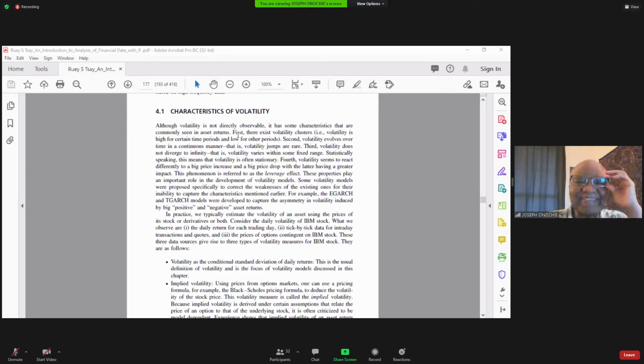Okay. Yes, I like that. So what are those characteristics of volatility that, even though we don't observe volatility directly but through returns, we can figure out as the stylized facts for volatility? You will see this on the final exam, okay? Number one, there exist volatility clusters. We know that. I've been talking about that from day one, right? Second, volatility evolves over time in a continuous manner. That is, volatility jumps are rare. What do we mean by volatility jumps?